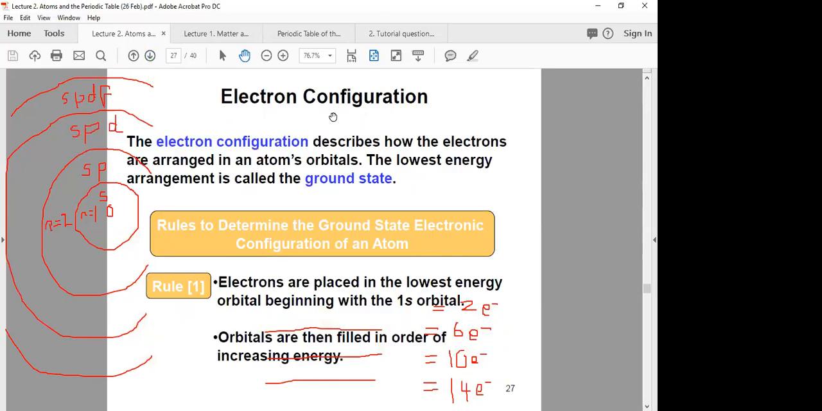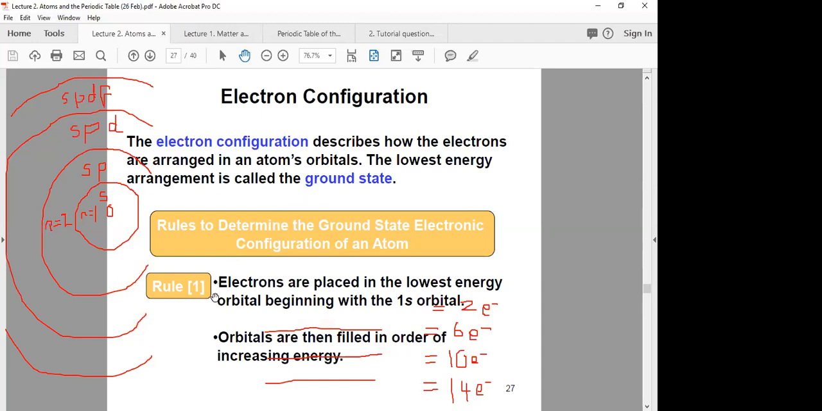Now, how to determine electron configuration for a given element. This is something that you need to be able to do, so we're going to run through a few examples. The electronic configuration describes how the electrons are arranged within those shells, subshells and orbitals. The lowest energy arrangement is called the ground state, and that's all we'll be doing. We'll be determining the ground state electronic configuration.